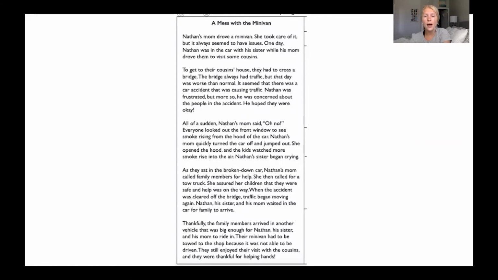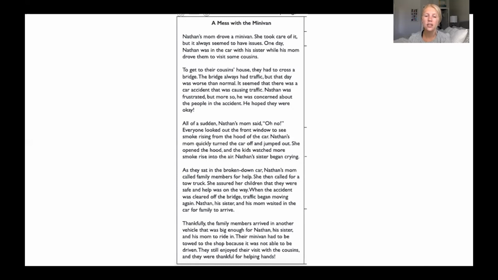All of a sudden, Nathan's mom said, "Oh no!" Everyone looked out the front window to see smoke rising from the hood of the car. Nathan's mom quickly turned the car off and jumped out. She opened the hood and the kids watched more smoke rise into the air. Nathan's sister began crying. As they sat in the broken down car, Nathan's mom called family members for help. She then called for a tow truck. She assured her children that they were safe and help was on the way.